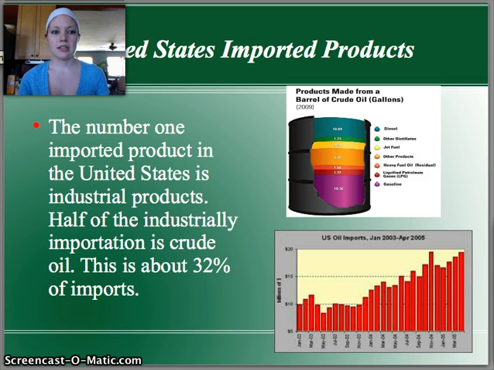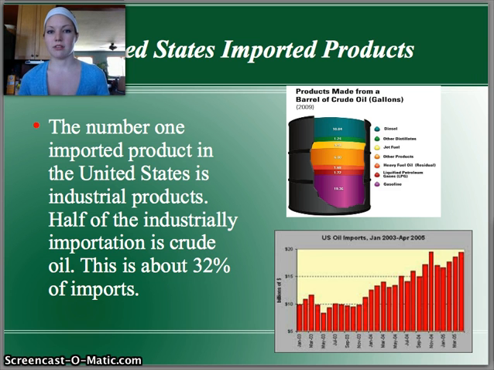Next, I did the United States imported products. The number one product imported in the United States is industrial products. The crude oil is actually half of the industrial products that is imported. And to the right, there's a diagram showing how the crude oil is broken down and what it's used for. And the graph below shows the imported products for the past 10 years.